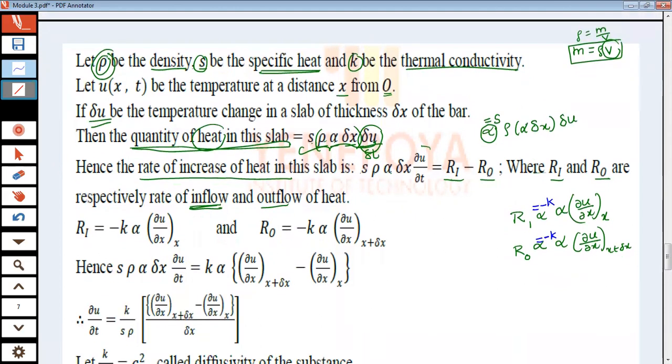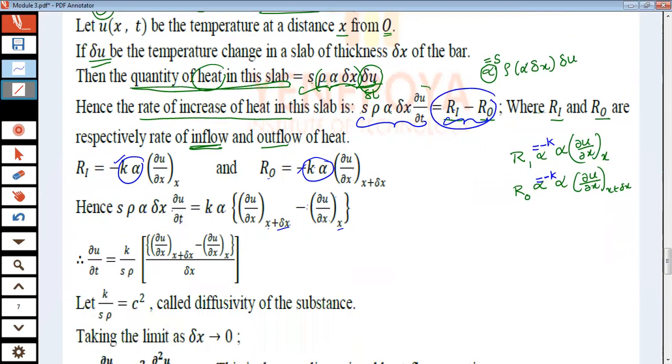Hence, the rate of increase of heat, this value S rho alpha delta X dou U by dou T, is equal to the difference between Ri and Ro. So here Ro is the second quantity, which is negative into negative becomes positive, and K and A are common terms, we can take them out. So K is common, and Ri is the negative value. So I will write as the second term dou U by dou X at the point X plus delta X minus dou U by dou X at the point X, right? The difference Ri minus Ro.